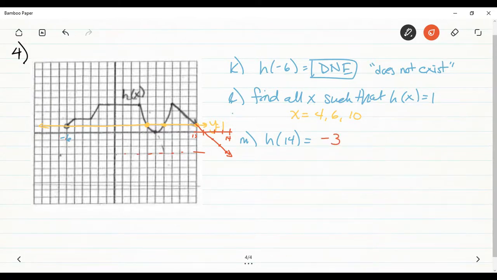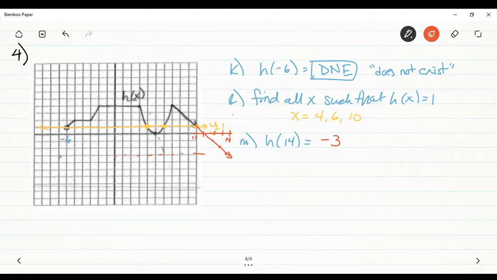That concludes this packet for analyzing graphs. You can now finish up your homework packet and analyze a few more graphs.